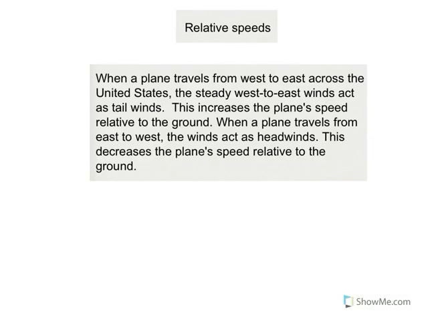Learn about relative speeds. A relative speed is when some object's speed is affected by something else, and the object is either slowed down or sped up. So when a plane travels from west to east across the United States, the steady west to east winds act as tailwinds, which pushes the plane and makes it speed up.